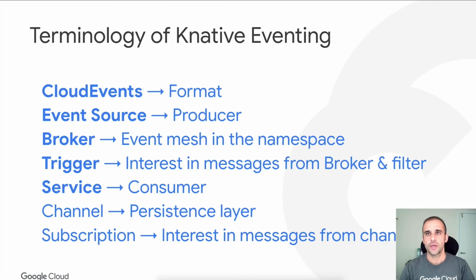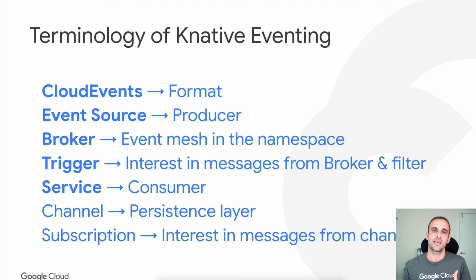Now, the terminology of Knative Eventing is that, first of all, you have cloud events. This is the format of the events that we'll talk about. Then you have event sources: who is actually creating the event, or where are we pulling events from? These are the event sources.